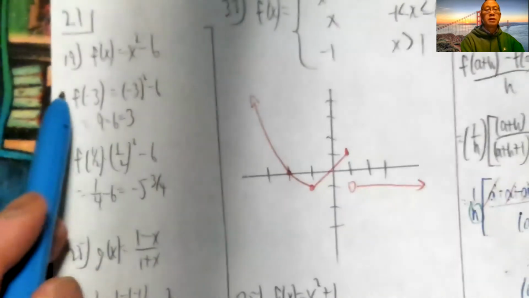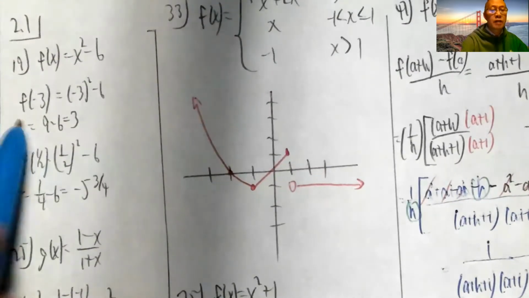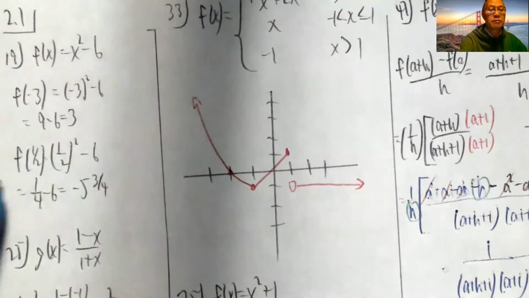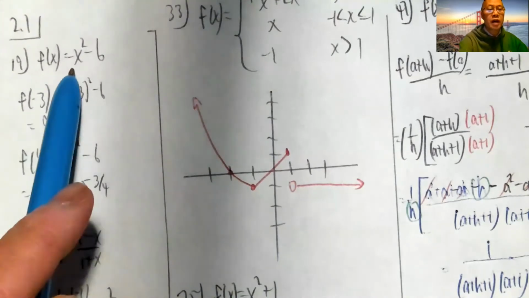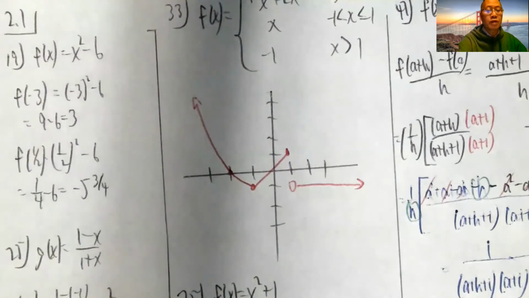Okay, so problem 19, f of x equals x squared minus 6. Asking for f of -3, put -3 here, -3 squared minus 6, 9 minus 6 is 3. F of a half, 1/2 squared minus 6, 1/2 squared is 1/4, 1/4 minus 6 is -5 3/4.